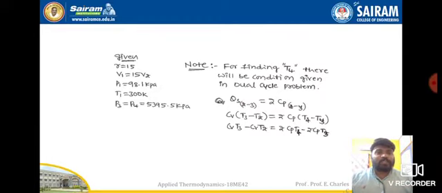The compression ratio is given, r is equal to 15. So V1 by V2 is equal to 15. Therefore, V1 is equal to 15 V2. The initial pressure and initial temperature are given as P1 is equal to 98.1 kilopascals and T1 is equal to 300 kelvins. Next, P3 is equal to P4. Maximum pressure means P3, that is equal to P4, because both the pressures will be the same. That is given as 5395.5 kilopascals.